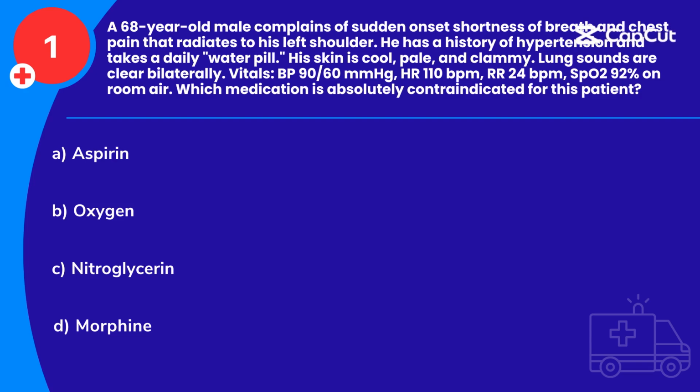Question 1. A 68-year-old male complains of sudden onset shortness of breath and chest pain that radiates to his left shoulder. He has a history of hypertension and takes a daily water pill. His skin is cool, pale, and clammy. Lung sounds are clear bilaterally. Vitals: BP 90/60 mm of mercury, HR 110 bpm, RR 24 bpm, SpO2 92% on room air.